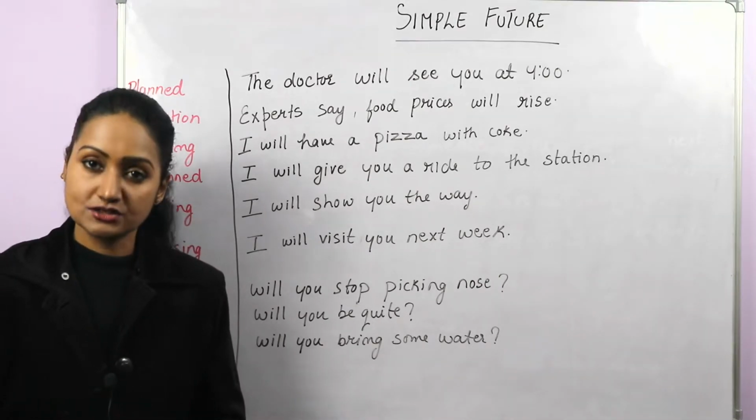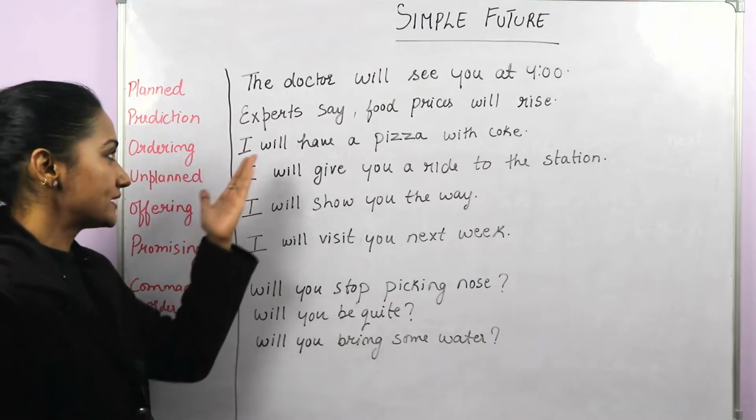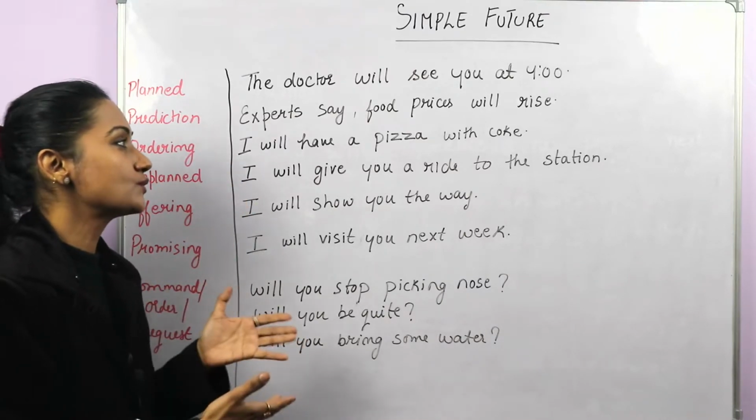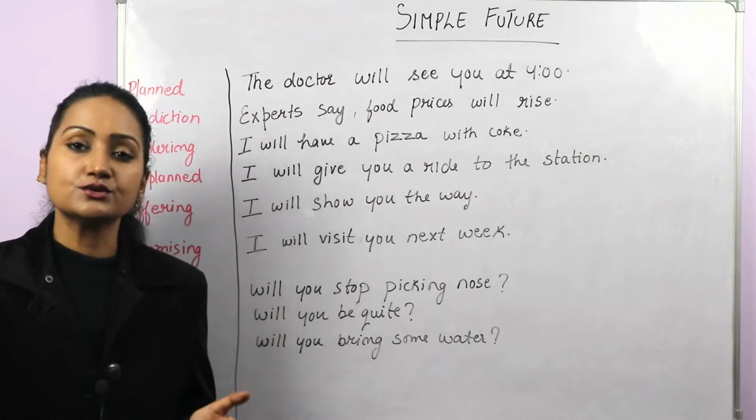Next is prediction. So whenever you predict about something, you use will. For example, experts say food prices will rise. So this is a prediction. So that's why we have used will.